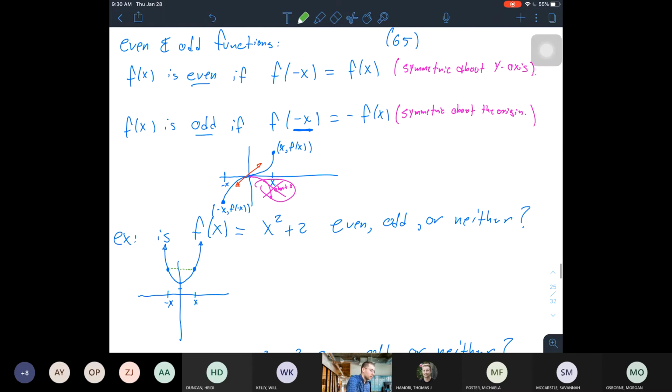But let's try to show this algebraically. Here's how we'll show it algebraically. We just want to check whether this property holds. Is f of negative x equal to f of x? Well, we can figure that out quite easily by simply plugging in negative x. We want to know, is negative x squared plus 2 equal to x squared plus 2? What do we think? Who thinks yes? Let's have hands in the air for yes.